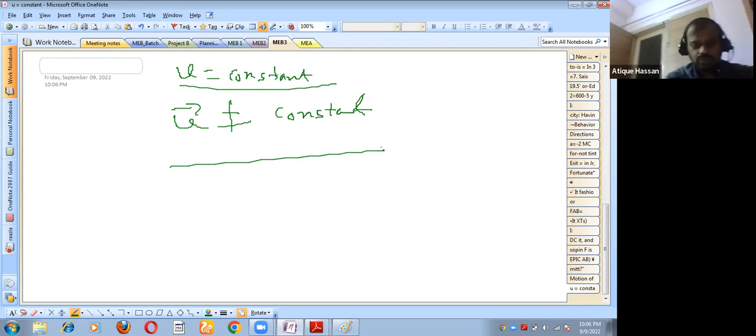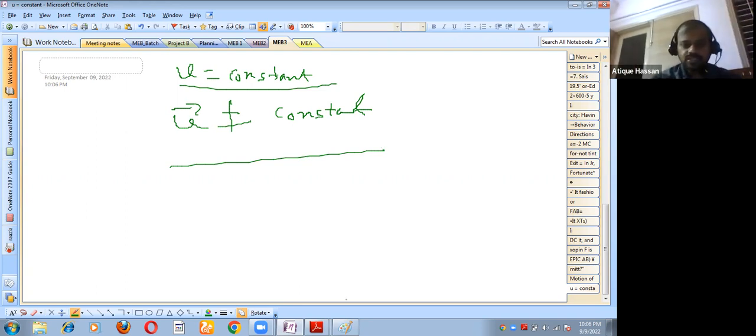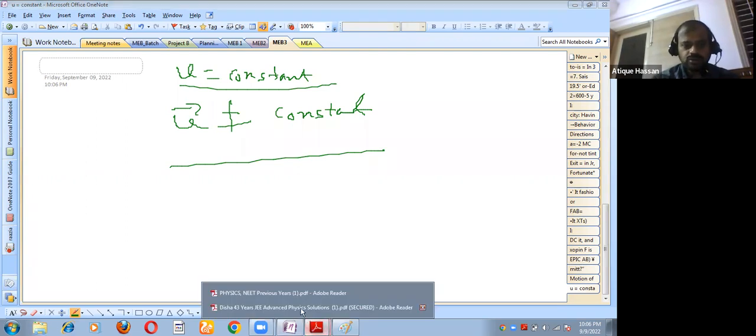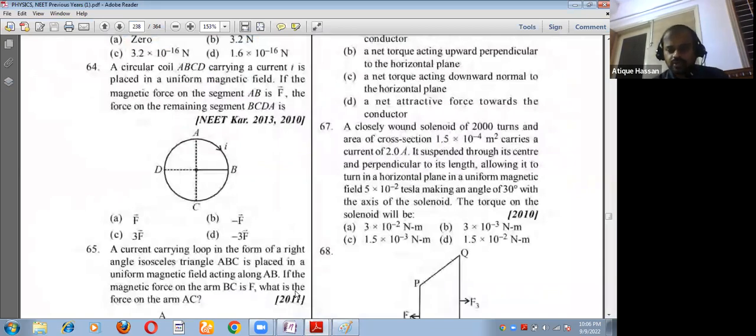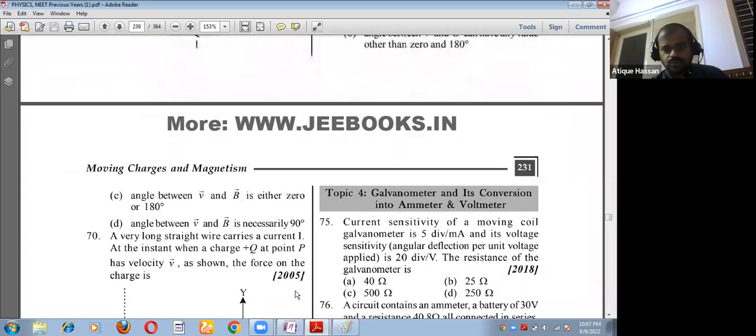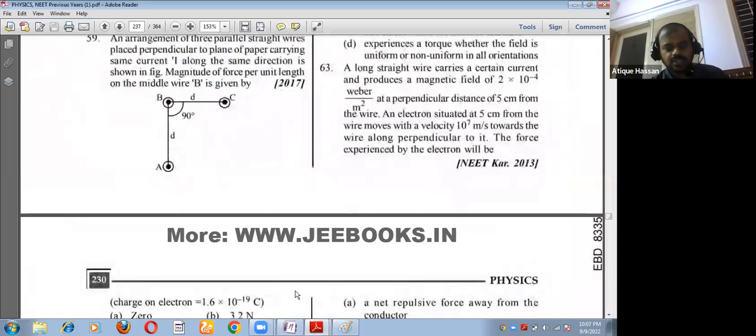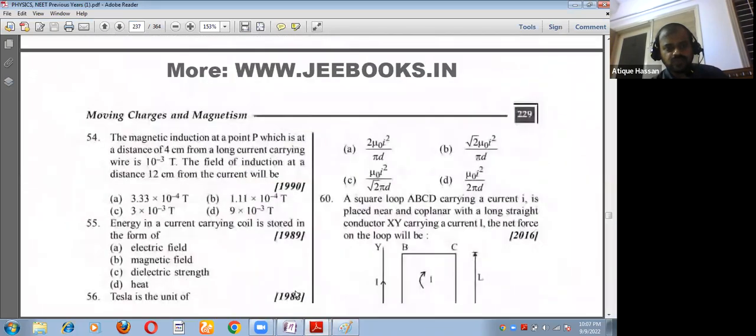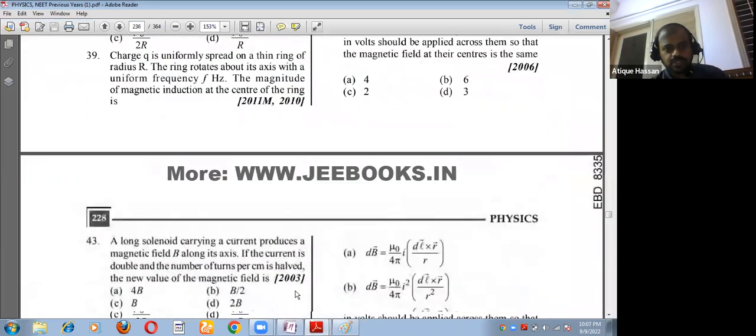So without taking much time, we will directly jump to the questions on motion of a charged particle in uniform magnetic field. So let us do some questions and then we'll move to the next concept. So let us see.